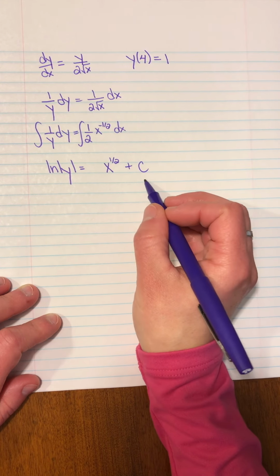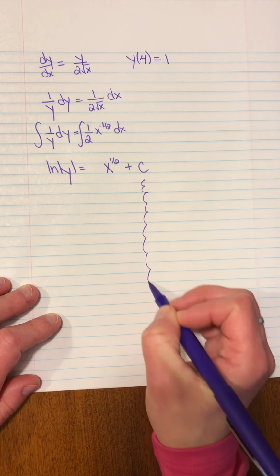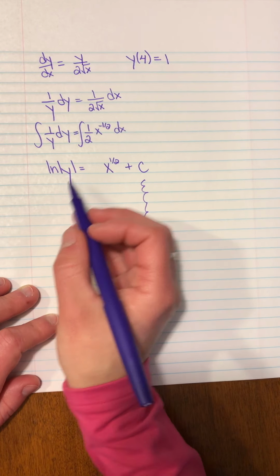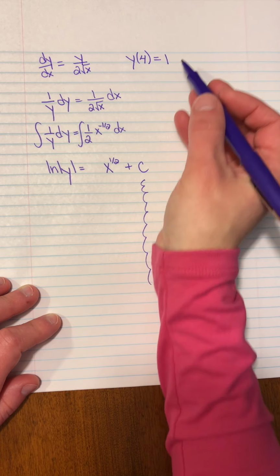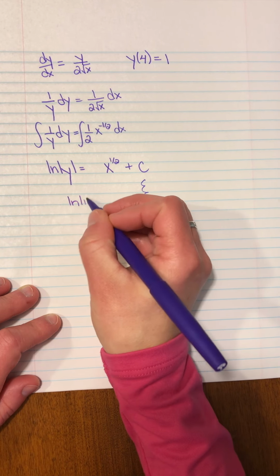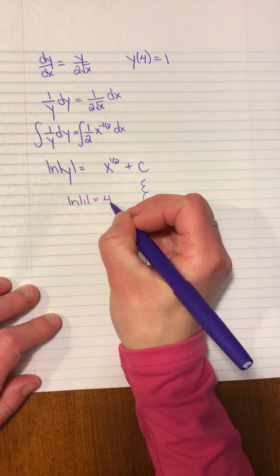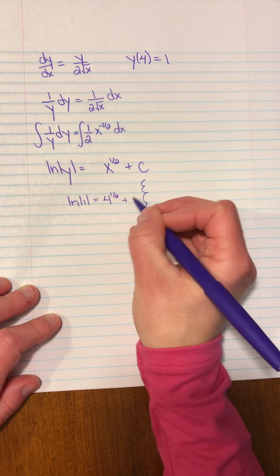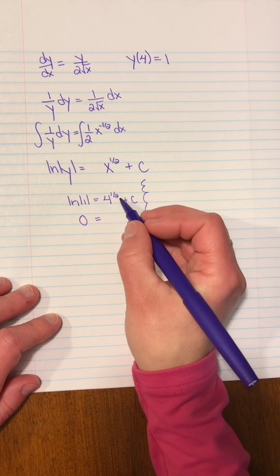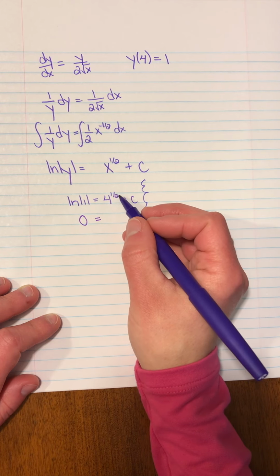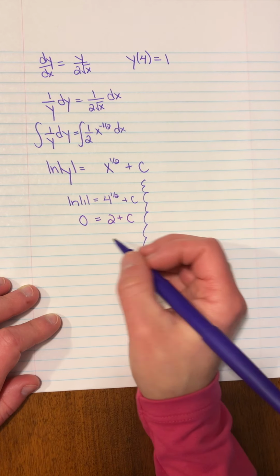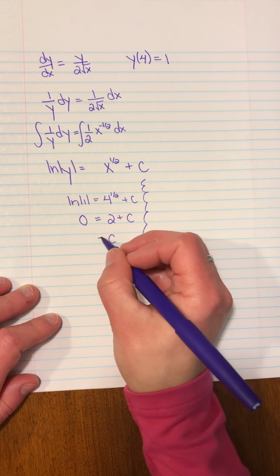So I'm going to do the 2 ways that I saw people solving it, so I'm going to show you both ways. So this way, if we plug it in right now, I could do ln of 1 equals 4 to the 1/2 plus c. So ln of 1 is 0, equals 4 raised to the 1/2 is the square root, so the square root of 4 is 2, plus c. So we get c equals negative 2.